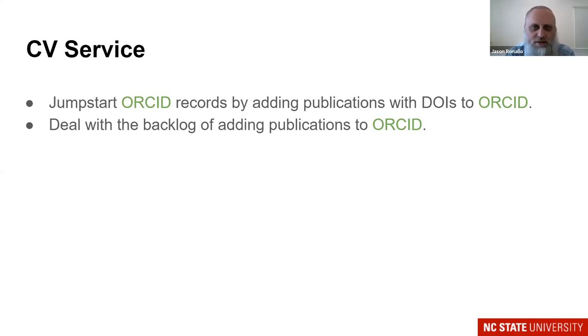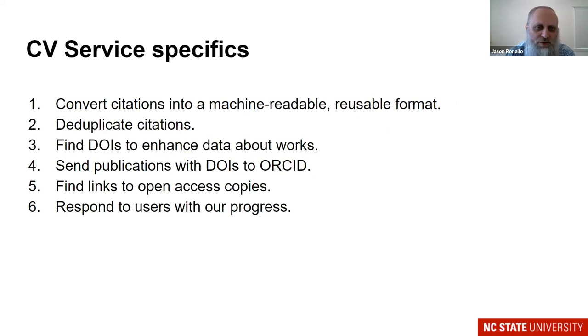So some more specifics about the CV service. We convert citations from CVs into a machine-readable format. We find DOIs for works. DOIs make works in ORCID more reusable in outside services like SciENcv. And then we send publications with DOIs to ORCID on behalf of the researcher. And this is where the ORCID membership and the API key comes into play.